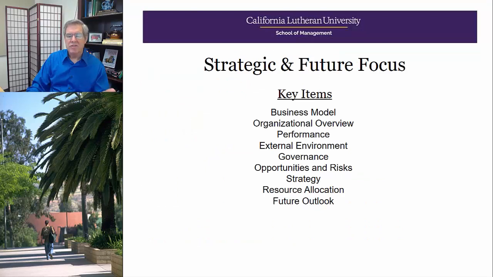So this report has a strategic and a future focus, and the key items that this report looks at are the business model, the organizational overview, the organization's performance, the external environment, organizational governance, opportunities and risks, the strategy of the organization, the resource allocation, and the future outlook of the industry and the organization.